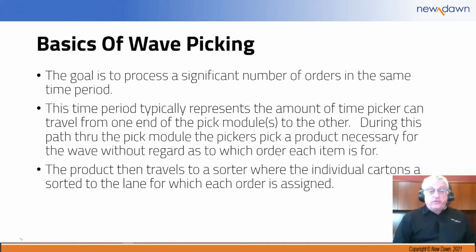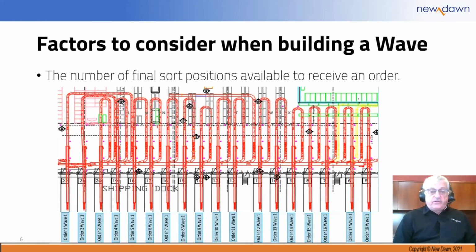The larger the group of orders picked in a wave, the more challenging it is to separate them into complete orders. Sortation aids this and typically limits the size of the wave to the number of sort positions available. Factors to consider when building a wave. This drawing details the sortation of an 18-order wave.